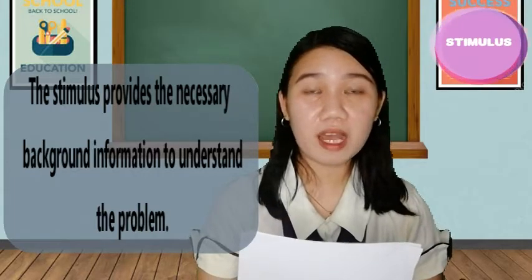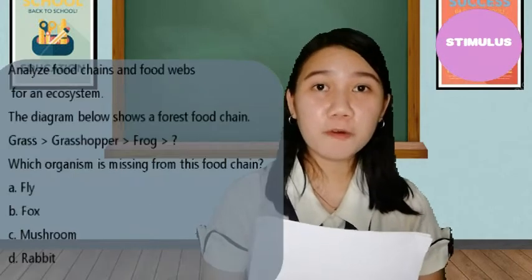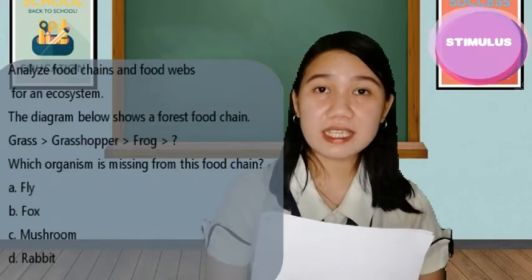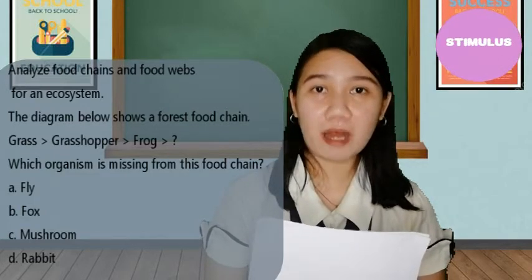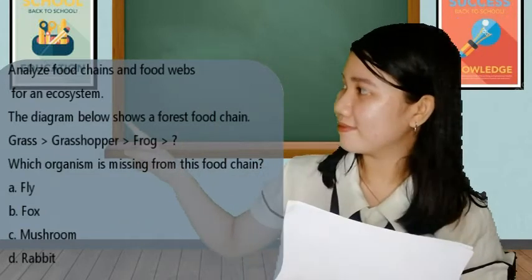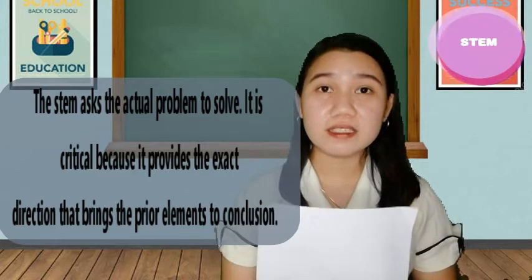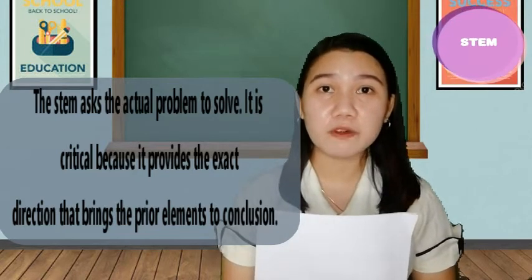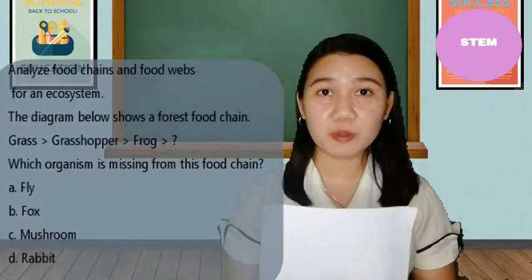The stimulus provides the necessary background information to understand the problem. For word-based problems, it is the background material that sets up the sentence or a paragraph. The stem asks the actual problem to solve. This is critical because it provides the exact direction that brings the prior elements to conclusion.